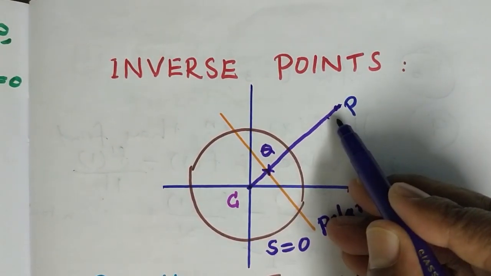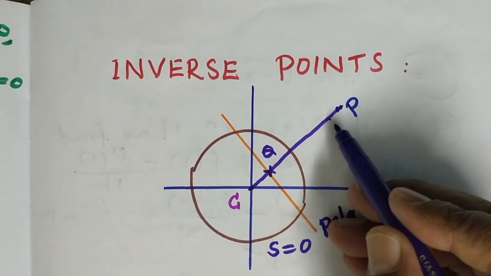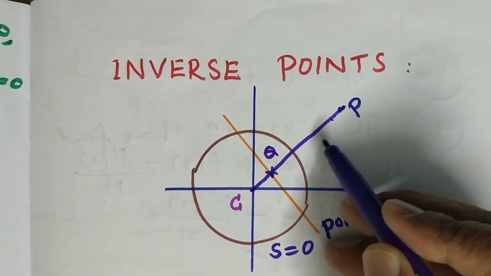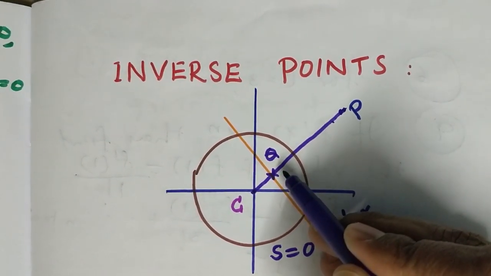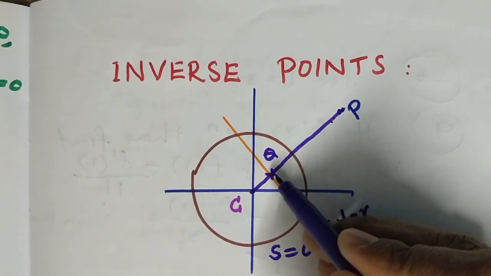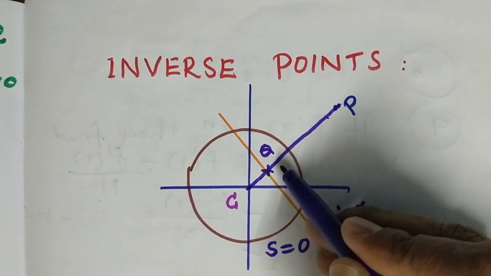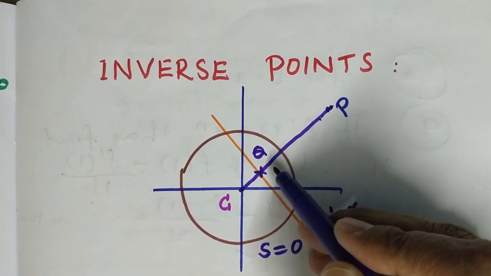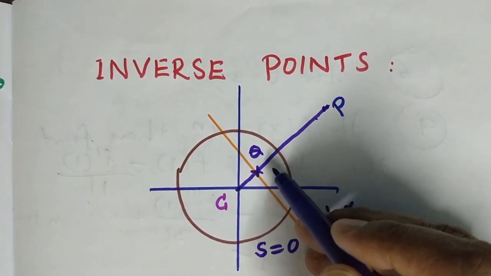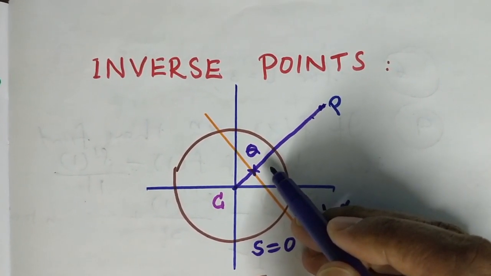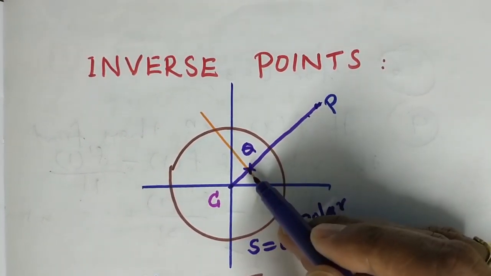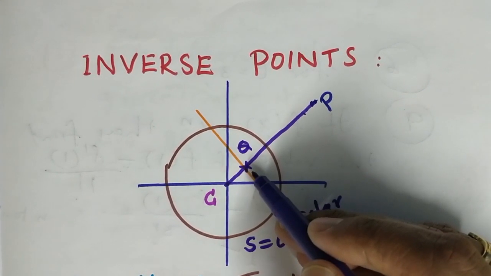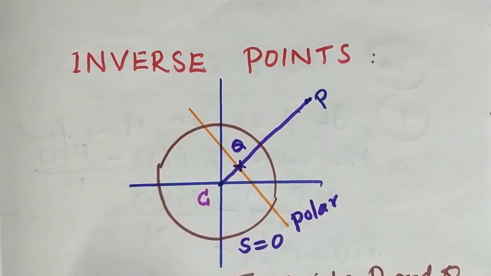Okay, and when the relation is CP into CQ is equal to R square. That means what is R? R is the radius of the circle. When CP into CQ is equal to R square, then P and Q are said to be inverse points. Okay, now take the definition.